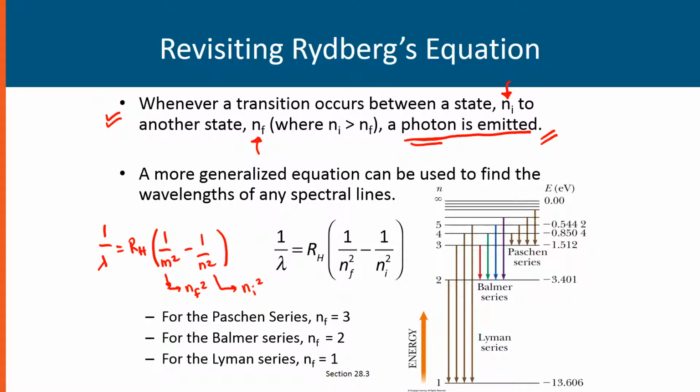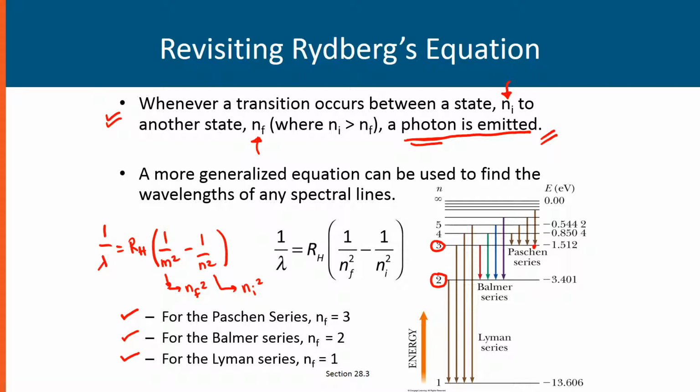And for the Paschen series, n final is equal to 3. So we have here, this is actually the final energy level if we talk about the Paschen series. For the Balmer series, the final energy level is the second energy level. And for the Lyman series, the final energy level is the first energy level.